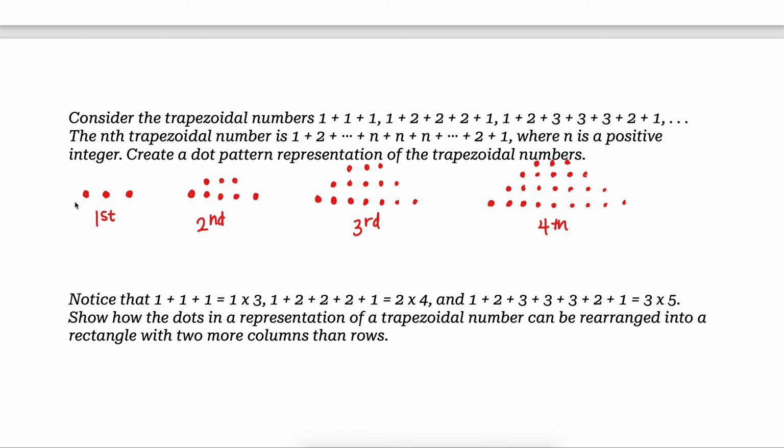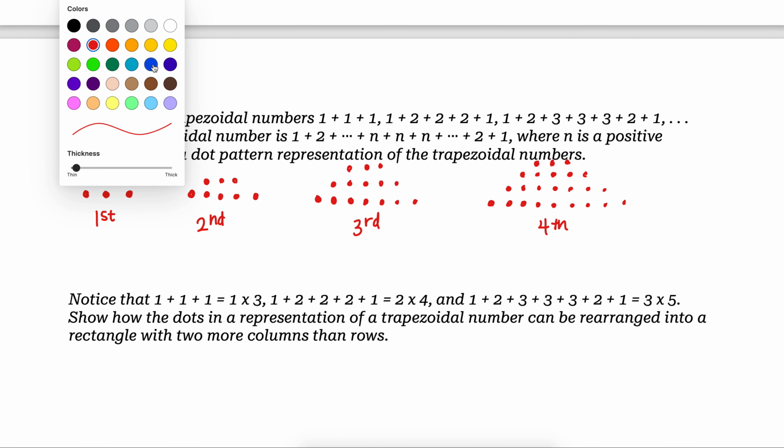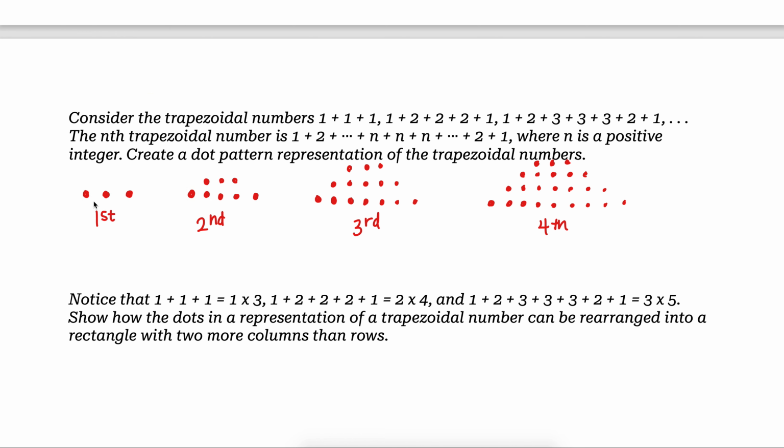Now, if we count our dots, you'll see that in the first trapezoidal number, there's 3 dots. In the second trapezoidal number, if you just count 1, 2, 3, 4, 5, 6, 7, 8. In the third one, I'm not going to take the time to count these individually, but there's 15 of them. And in the fourth, there's 24.